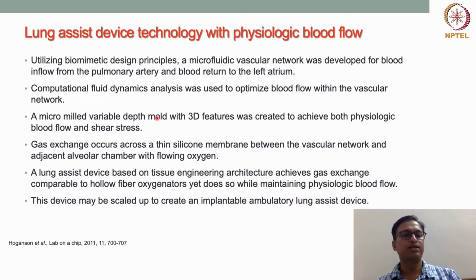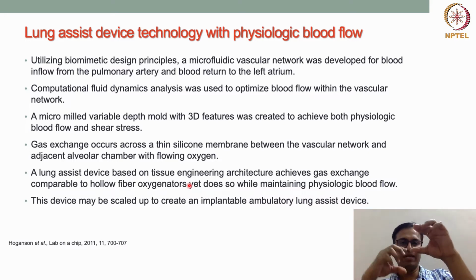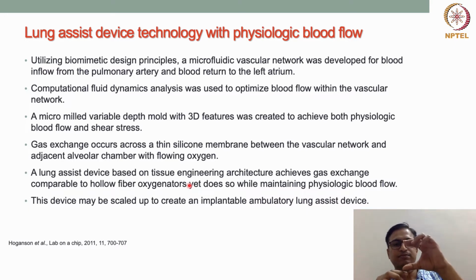Then they have also used a micromilled variable depth mold, because the mold was micro milled with 3D features to achieve both physiological blood flow and shear stress. So they have created a mold for 3D features to devise this kind of structure, so the gaseous exchange can occur across the thin silicon membrane that is present between the vascular network and the adjacent alveolar chamber. In their device, on the top there is an alveolar chamber, then the silicon membrane, and below there is this vascular network.